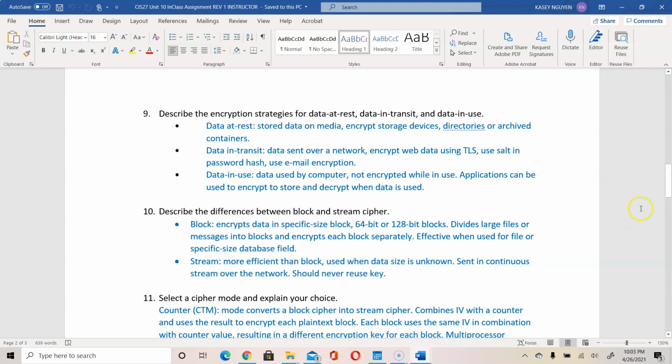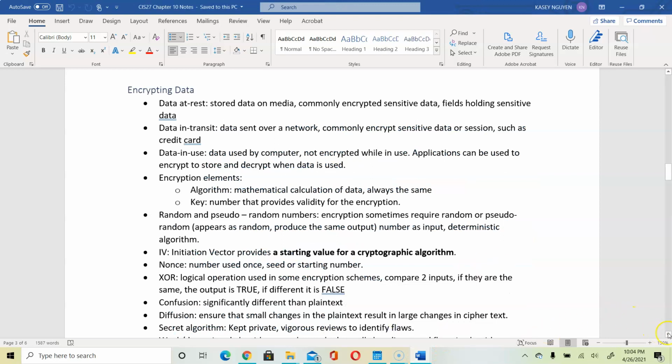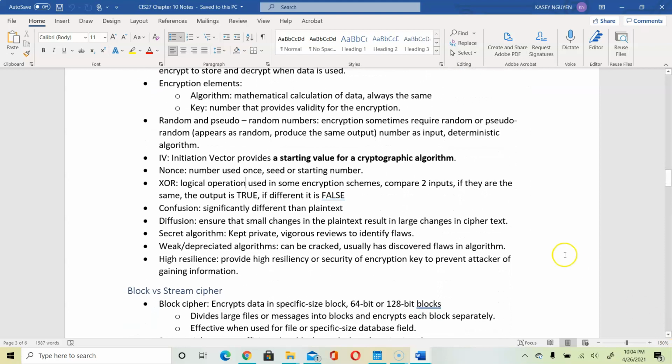Okay. So for 10, we specify the differences between the block and the stream cipher. Now, on the notes, it goes further into secret algorithm, that will be kept secret, and then diffusion and confusion. So confusion is that encryption should be significantly different than text. So when you look at the encryption elements, you need to look at different areas or factors of that encryption.